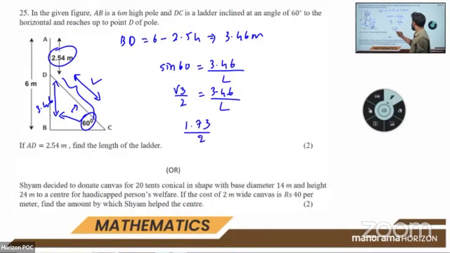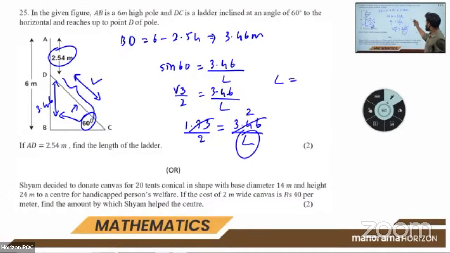1.73 divided by 2 is equal to 3.46 divided by L, the ladder's length. 1.73 and 3.46 have something to do with each other, right? What is that? This is double. So this one I can write as 2. So the length L will be, this 2 comes here, 2 into 2, 4 meter.